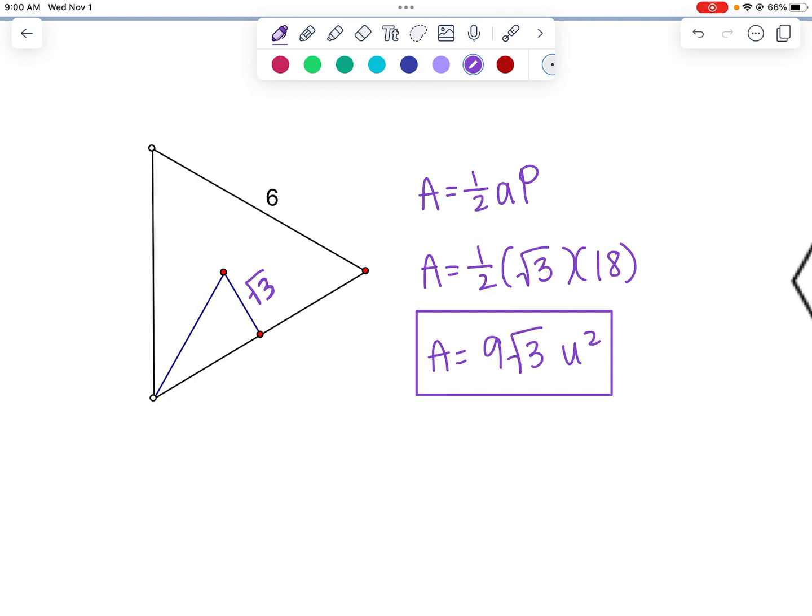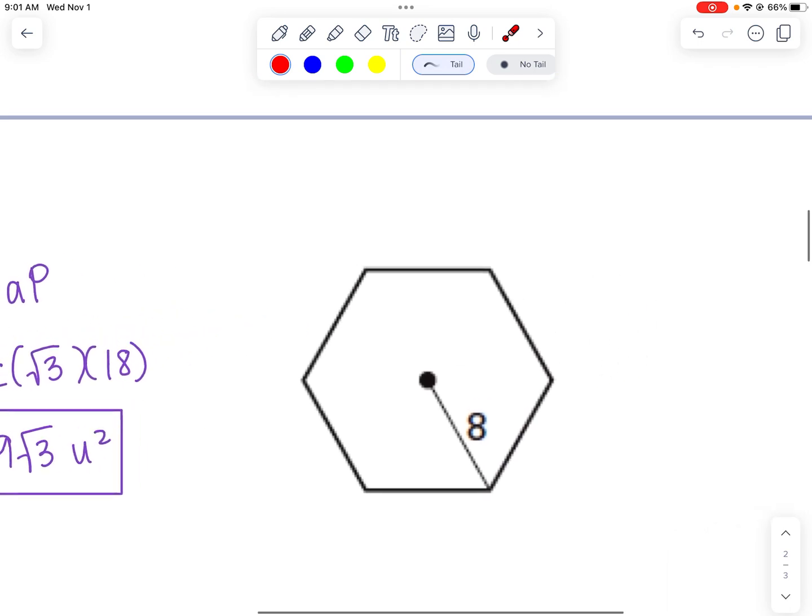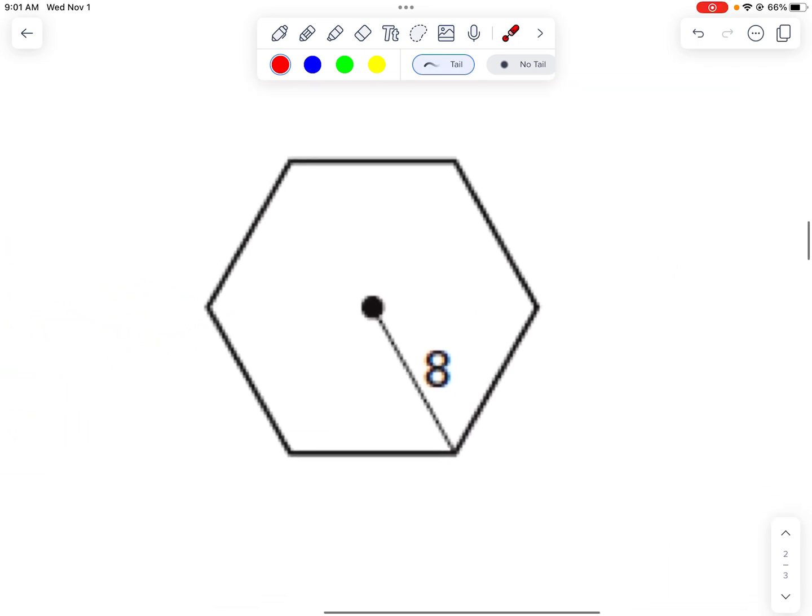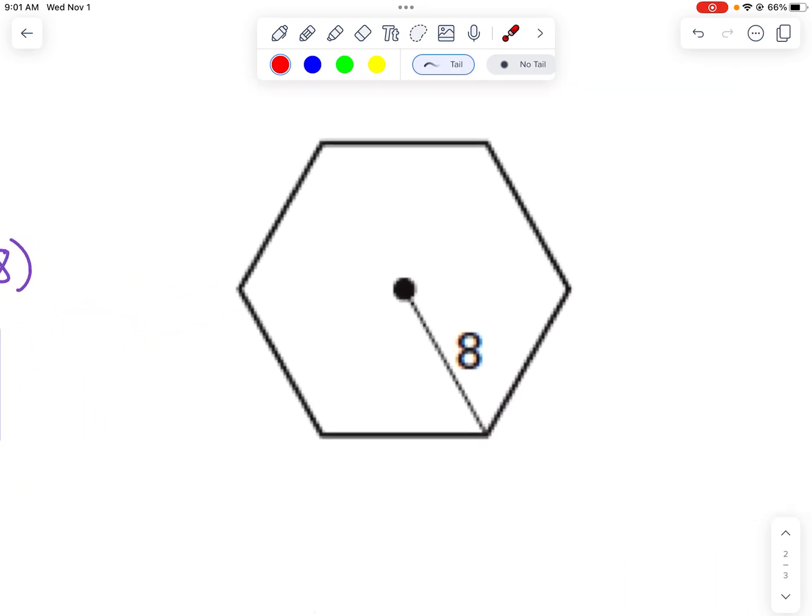So where you have to be careful in these problems is if you're missing something. Like on this one, we were missing the apothem. I did tell you that, so then you're good to go. Once you have the side and the apothem, you're good to go. So let's take a look at this one right here. And I have a problem with this one, and the problem with this one is that I have the radius. I don't have the apothem. Remember, the apothem is the little height. And I don't have the side either.